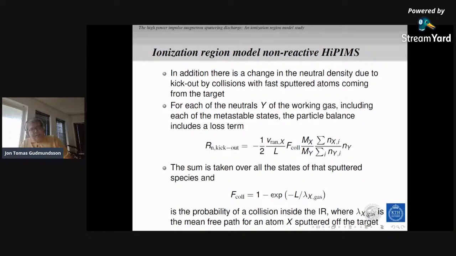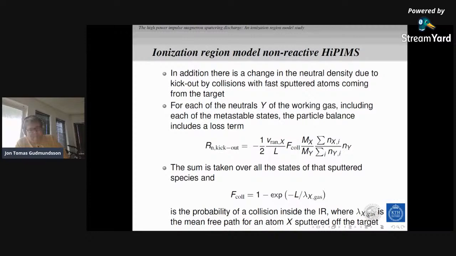So these atoms tend to have collisions with the argon atoms, which means that they can kick them out of the ionization region. And this collision, which is basically a momentum transfer, is described by this equation here. In this equation, we have a term that describes the probability of collisions with the sputtered species. All of these terms are the basis of the ionization region model.